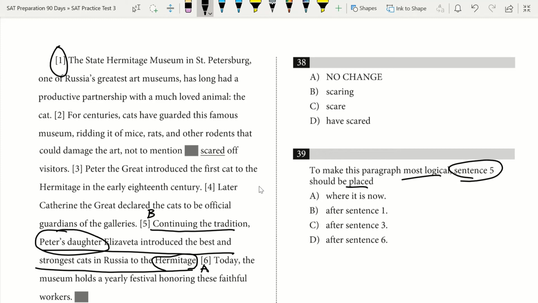The State Hermitage Museum in St. Petersburg, one of Russia's greatest art museums, has a long, productive partnership with a much-loved animal, the cat. For centuries, cats have guarded this famous museum, ridding it of mice, rats, and other rodents that could damage the art, not to mention scare off visitors.